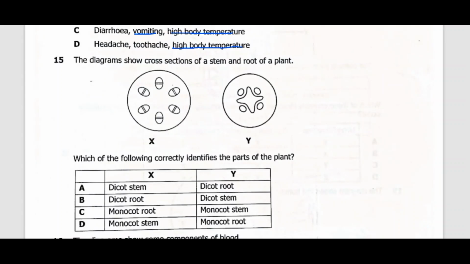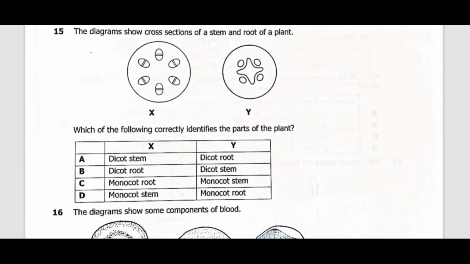Now let's look at question 15. The diagrams show cross sections of a stem and root of a plant. Which of the following correctly identify the parts of the plant? Our X is a stem and this is a dicot because of the arrangement of these. Then this one is a dicot root. So let's look at the multiple choices. We know X is a dicot stem, Y is a dicot root. So our answer is here.